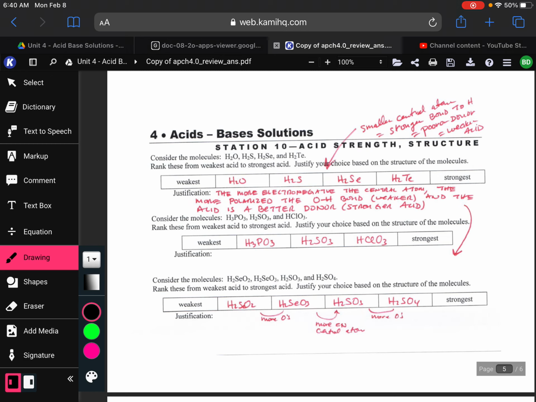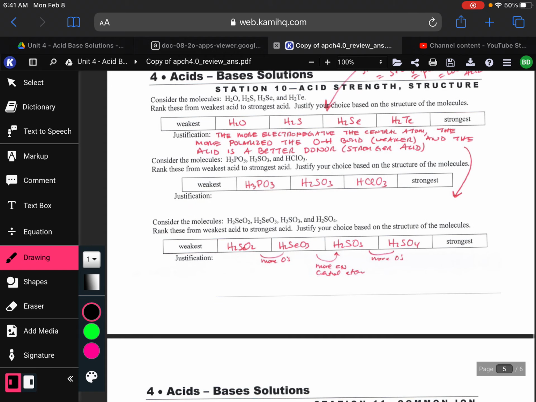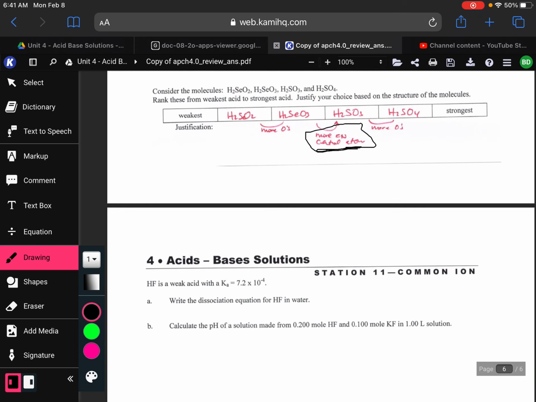The top one has to do with electronegativity. The middle one also has to do with electronegativity, because they all have the same number of oxygens. And so since chlorine is the more electronegative, that's why it goes to the strongest. On the last one, you have more oxygens, and you have the more electronegative central atom. So it's kind of a combination of electronegativity and oxygens.